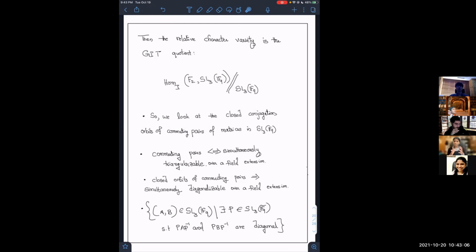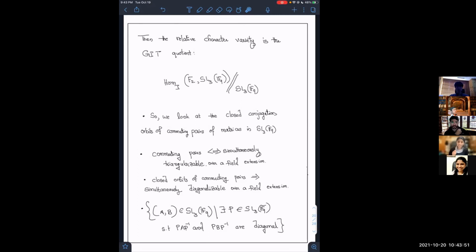So the idea is almost the same. I'm just looking at the same thing, but I have one more extra condition added. That's the relative character variety. So in this case, what does it mean? ABA inverse B inverse equal to identity means I'm looking at the commuting pairs of matrices in SL3(Fq), and two matrices commute if and only if they are simultaneously triangularizable over a field extension, right? So we are working with finite fields, and it's not enough to just look at whether they are triangularizable over the base field. We have to go to the extension field, which makes things a lot more complicated and harder to count.